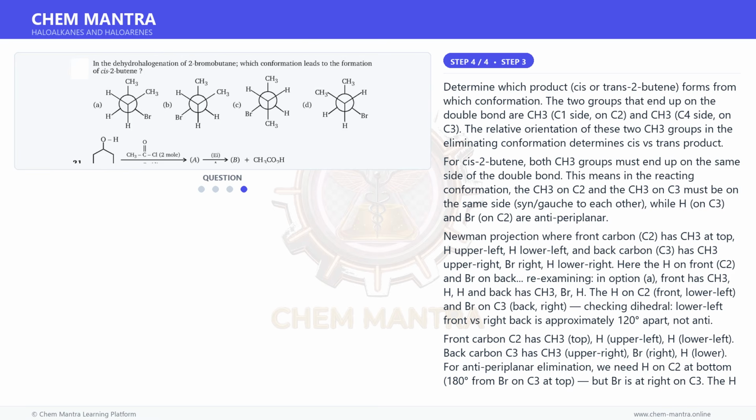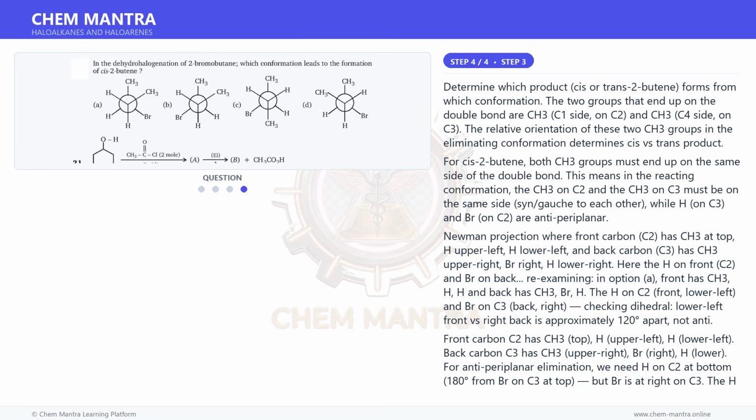When H on C2 and Br on C3 back are anti, the CH3 groups being gauche means they will be on the same face of the double bond, cis 2-butene. In conformation A, rotating to make H on C2 anti to Br on C3, the CH3 groups on C2 and C3 end up on the same side of the developing double bond, giving cis 2-butene.